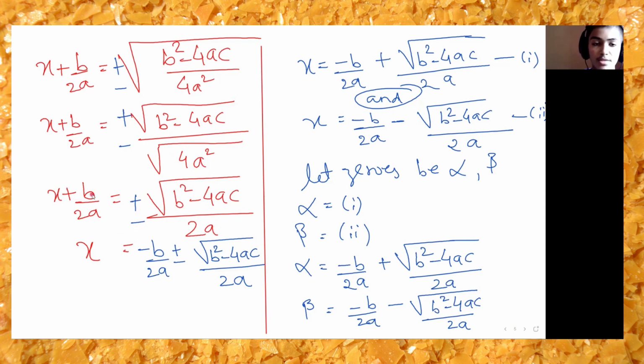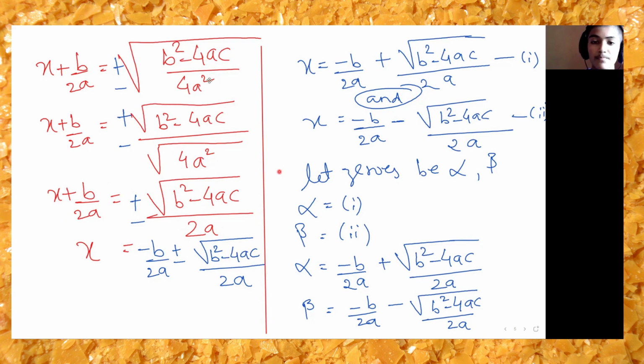Then we get x plus b by 2a is equal to plus or minus under root of b square minus 4ac by 2a. Now we will send plus b by 2a to the right hand side, so it will become minus. Then x is equal to minus b by 2a plus or minus this term. We are writing this term as it is, only we have sent this to that side.